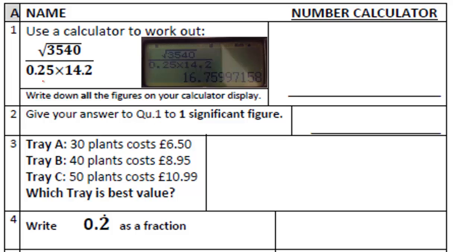As the question said, write down all the figures on your calculator screen. Right, you need to make sure you do that. Yeah, write down all the figures. That's your answer, and that's what you should have. Give your answer to one significant figure. So one significant figure, count one number from the front, and then you're going to chop it off. If you're going to draw that line, do that in pencil. Okay, make sure you do that in pencil.